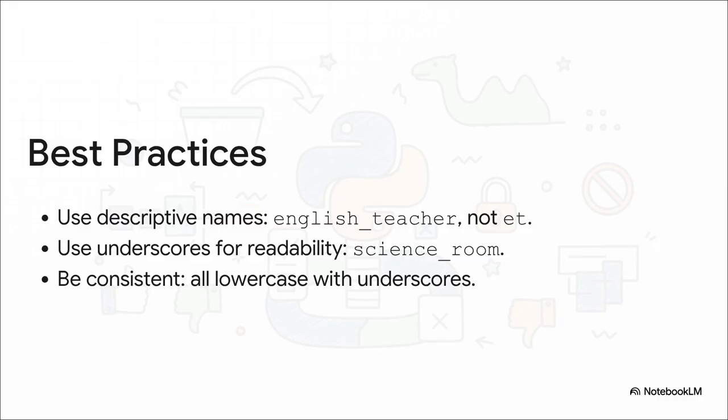But to write truly great code, the kind other developers will thank you for, you should follow a few best practices. Be descriptive. English teacher is a million times better than just ET. Use underscores to make longer names readable. And try to be consistent. Using all lowercase with underscores is a really common and clean style.